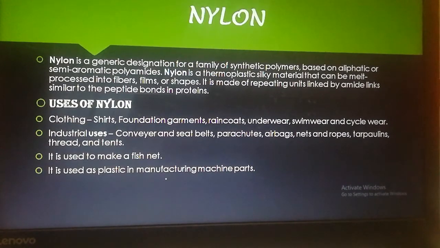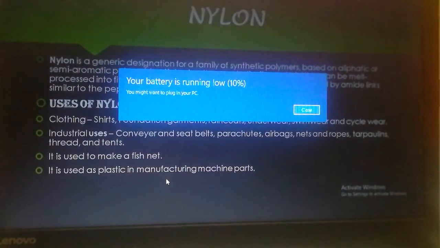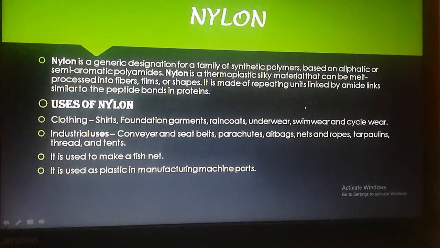Uses of nylon: clothing, shirts, foundation garments, raincoats, underwear, swimwear and cycle wear. Industrial uses: conveyor and seat belts, parachutes, airbags, nets and ropes, tarpaulins, thread and tents also. It is used to make fishing nets. It is used as plastic in manufacturing machine parts.